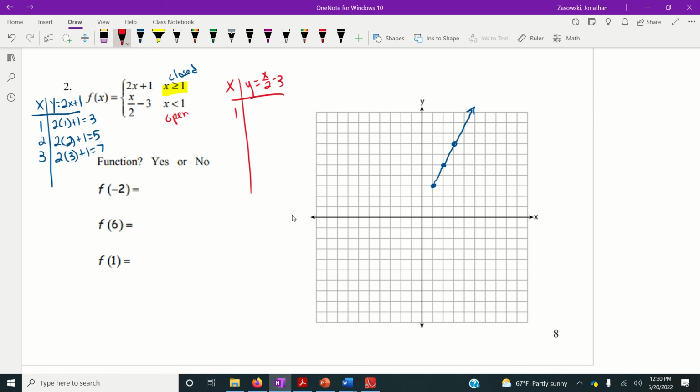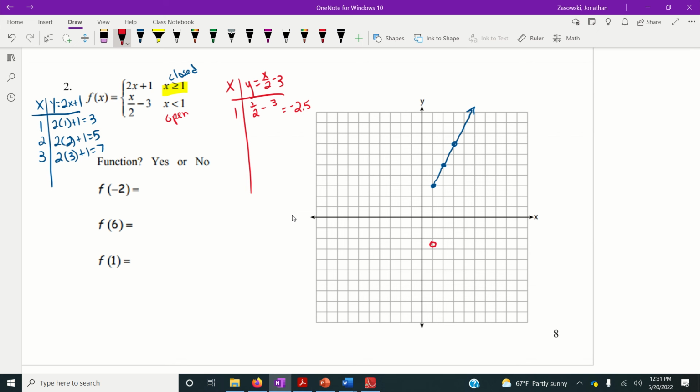And if we plug 1 in, we're going to get 1 half minus 3. Okay? So 1 half is 0.5. Minus 3 is negative 2.5. So at 1, we're dropping down to negative 2.5. Remember, we can't do a closed circle because that fails the vertical line test. So this one's going to have to be open so it stays a function.